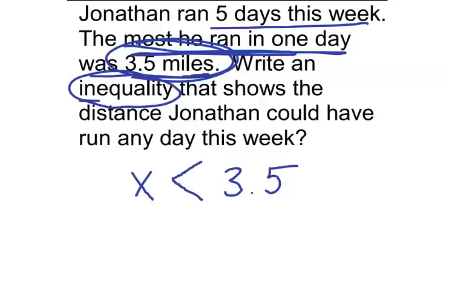Can it also include 3.5? I think it can, because the most he ran in one day was 3.5 miles. So he did run 3.5 miles exactly, at least once. So X is less than or equal to 3.5 miles. So that would be an accurate inequality. He would run less than or equal to 3.5 miles.